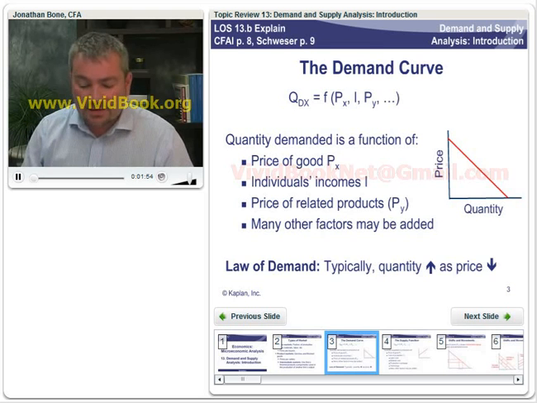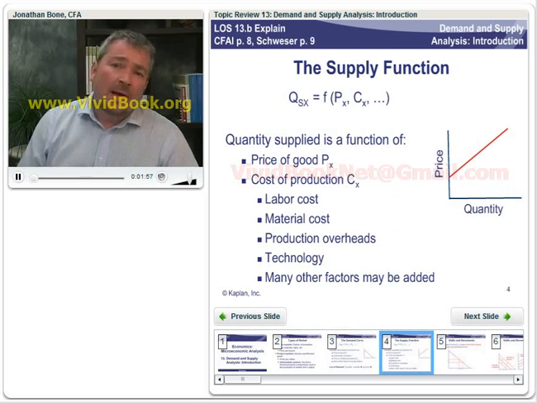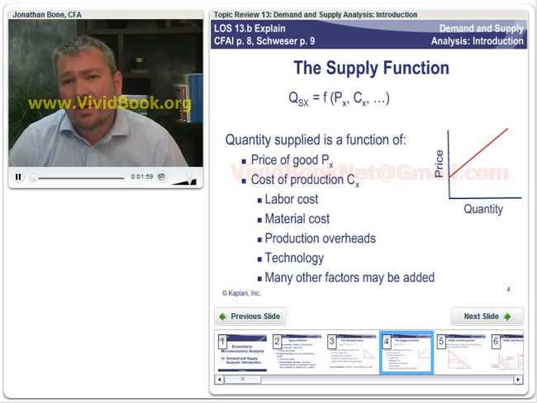Okay, let's have a look at the supply function. Again, what we're now doing is looking at the supply of goods. Now, of course, the supply of goods is going to be a function of the price, what firms can sell it for, and then also the costs of producing that particular finished good. So it's going to be all the costs of production, labour costs, material costs, overheads, IT, technology, and as many other factors as we care to add.